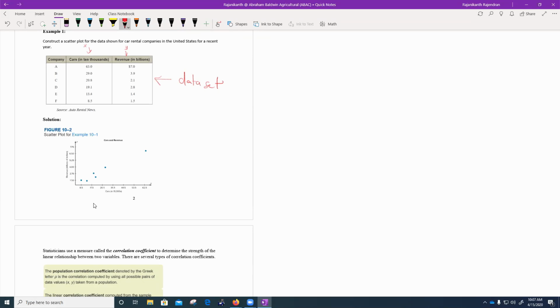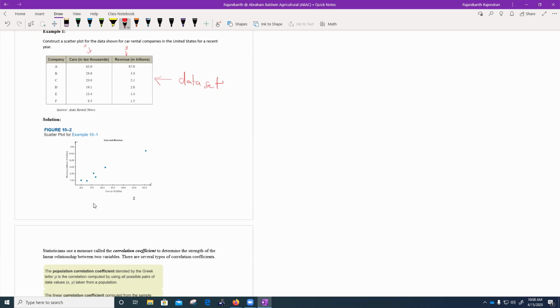right? So the maximum value for my x values, you see here, is 63, right? So we take the maximum 63 among x, and among y the maximum you see here is in billions. So the maximum of the y value is 7. So according to that, you could draw a picture and plot the points, right? You will have something like this.